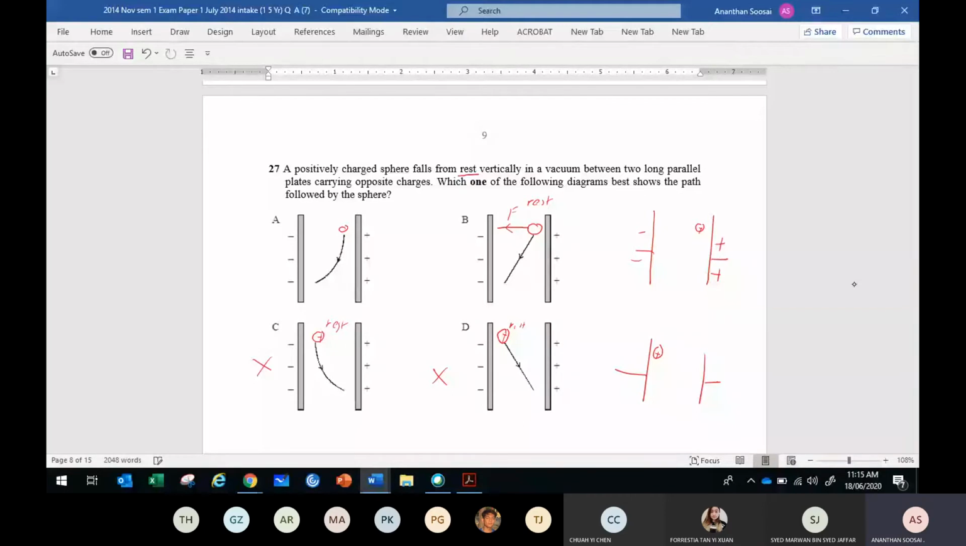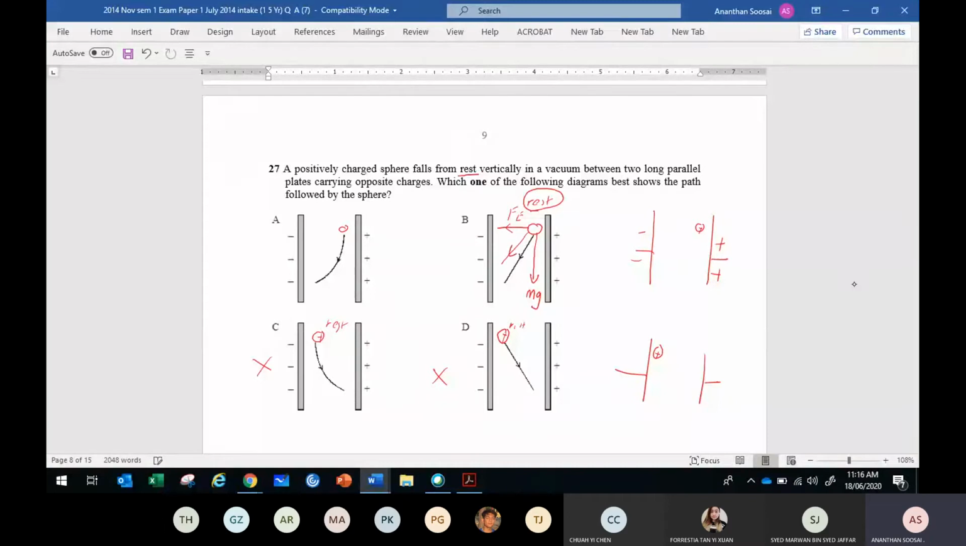This is the force due to the electric field. Any other force acting here? We can say the weight. The weight is acting down, pulling it down, because it starts from rest. Therefore, which direction will the net force be? The electric force is to the right, the weight is down. So the net force will be in this direction.